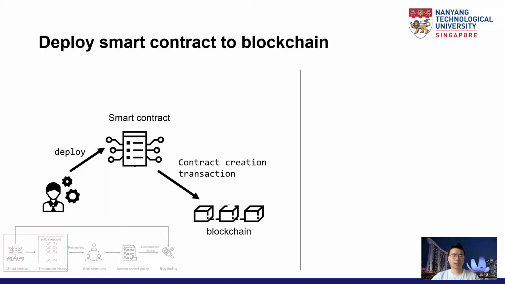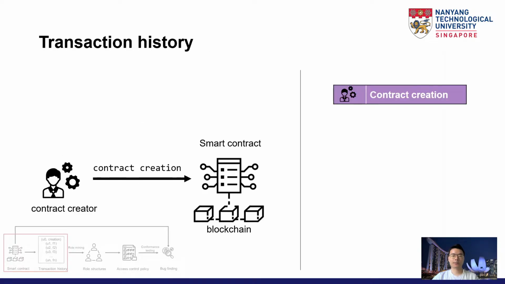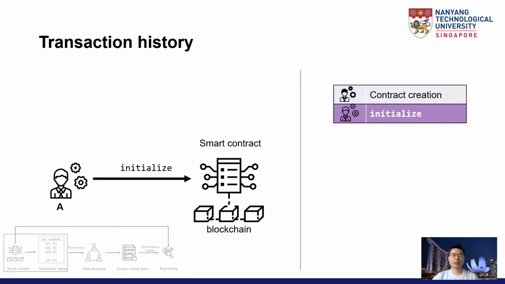First, to deploy a smart contract, developers submit a transaction for contract creation to blockchain. Once the transaction is executed successfully and included in the block, the smart contract has been deployed on blockchain. The history will record this transaction as well. Then user A calls the initialize function to configure state token and liquidity token. Transaction history will record that.